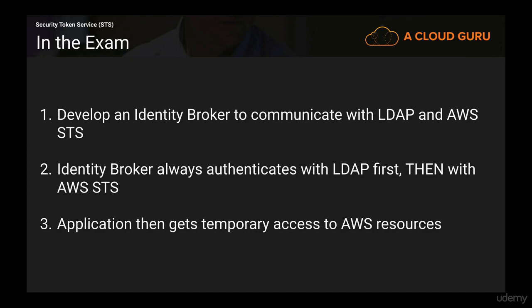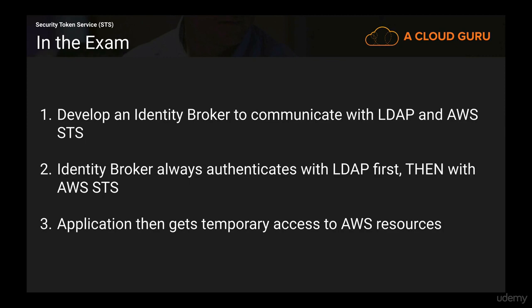So essentially, the first step you need to do is develop an identity broker to communicate with LDAP and Amazon's STS service. Okay, so you're going to need to develop this in-house. Essentially, your identity broker is going to need to take the username and password from the front end, communicate with Active Directory, and then communicate with Amazon's STS service.